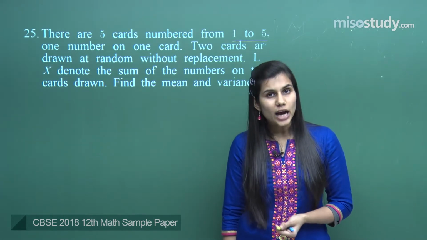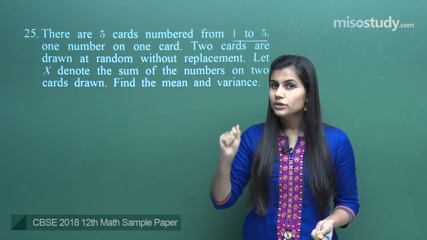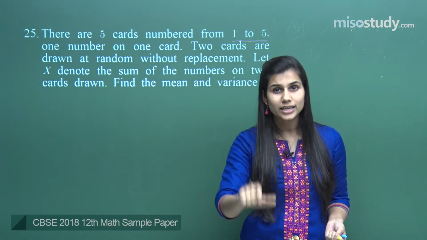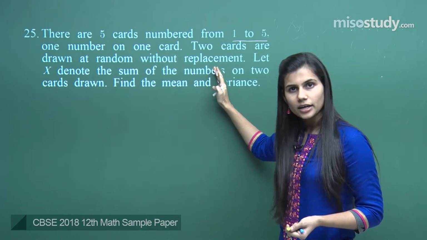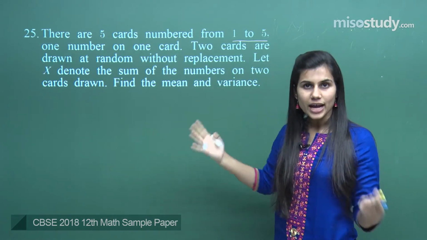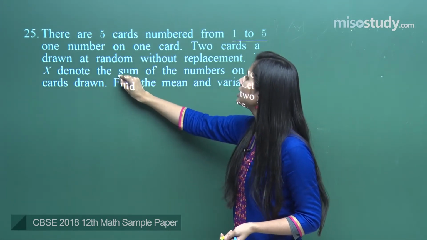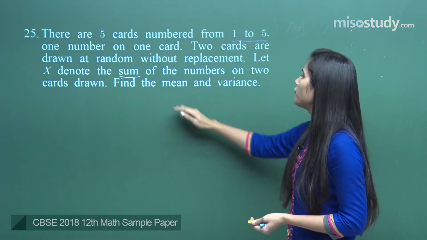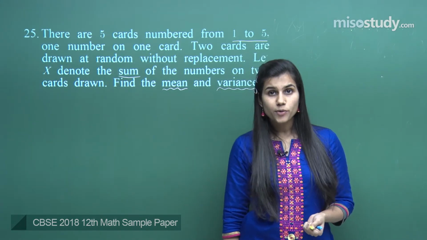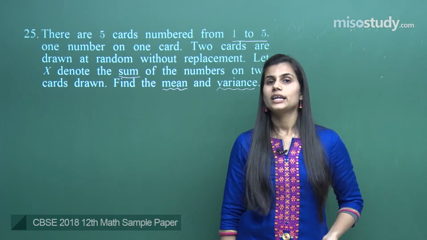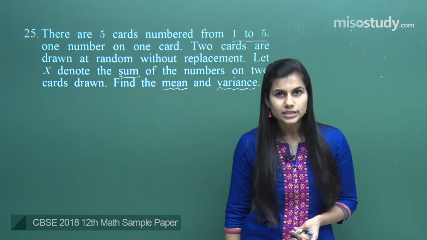The moment I am saying without replacement, that means once I am picking up one card, I am not putting that card back again, so that that card can be picked once again. So I am not replacing the cards. So 2 cards are drawn at random without replacement. Let X denote the sum of the numbers on the 2 cards drawn. Find the mean and the variance. So it's not just related to probability, it's related to something more, it's related to the mean and the variance. So basically that is what we need to find.